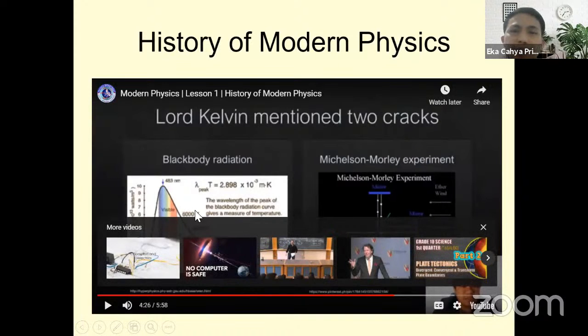What is the effect of these blackbody radiations? Yeah, we refer it to the sun, or the star color. Do you remember in Earth and Space Science? Blackbody radiations, Wien's theory, and the Michelson-Morley experiment.